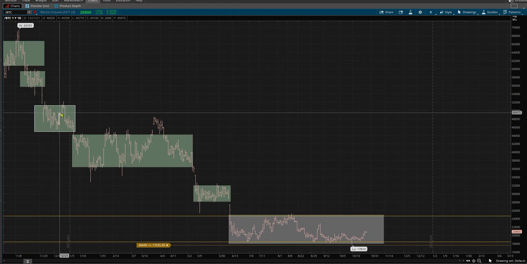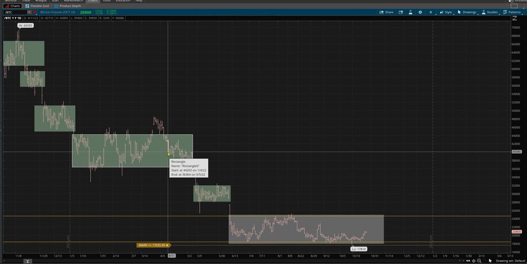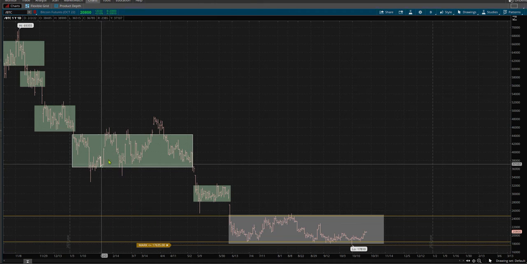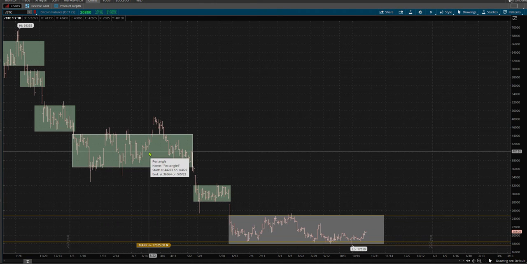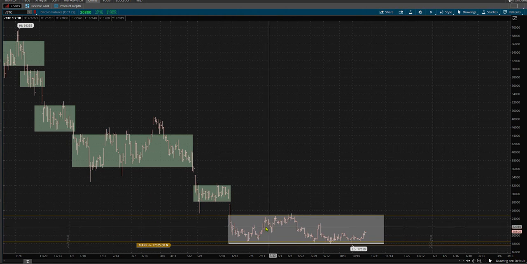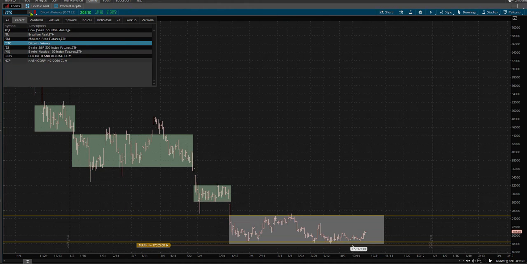Because otherwise these balance areas, you know, they can kind of tell you where the market's at, but how do you know when to get in and when to get out? So that can be the tricky part. So there's several things that you have to pay attention to. But I use the balance areas because they tell me a lot.